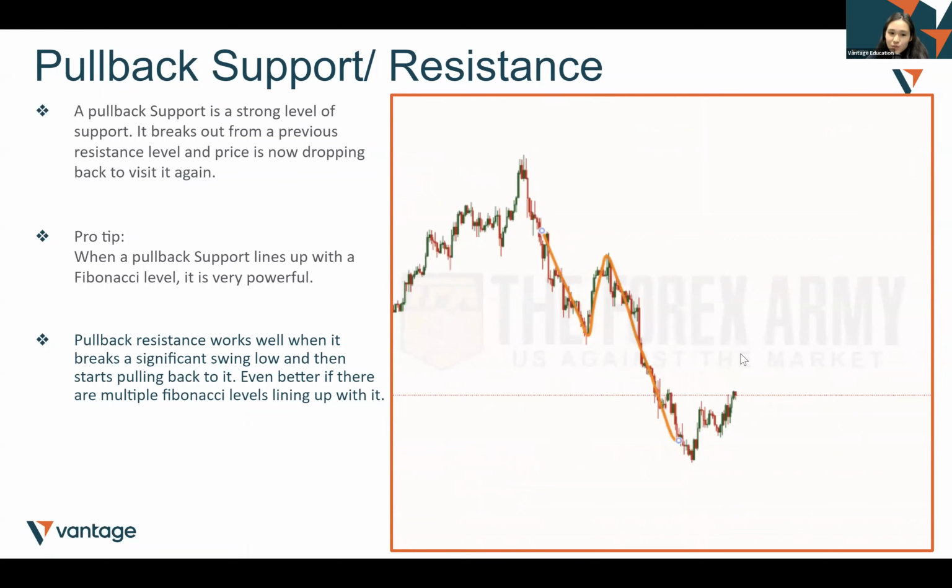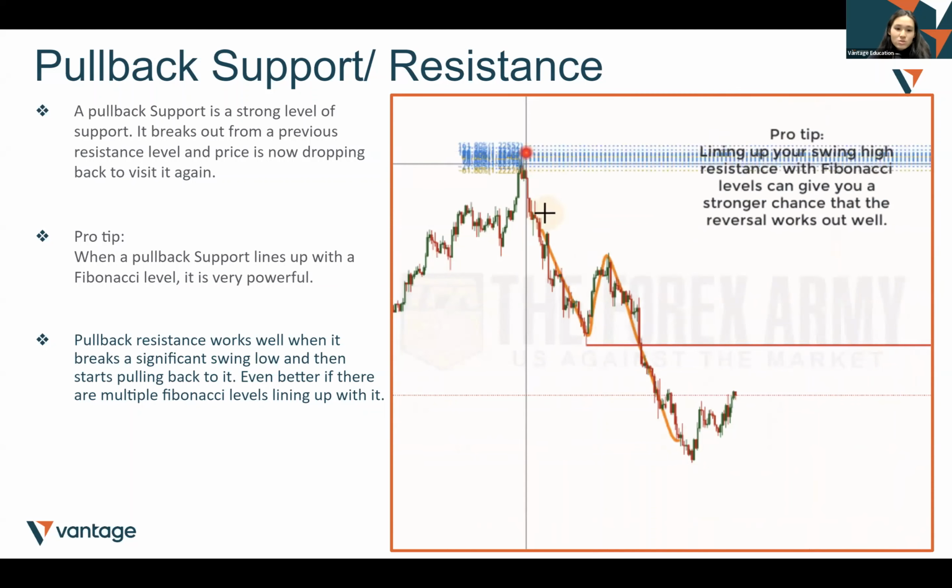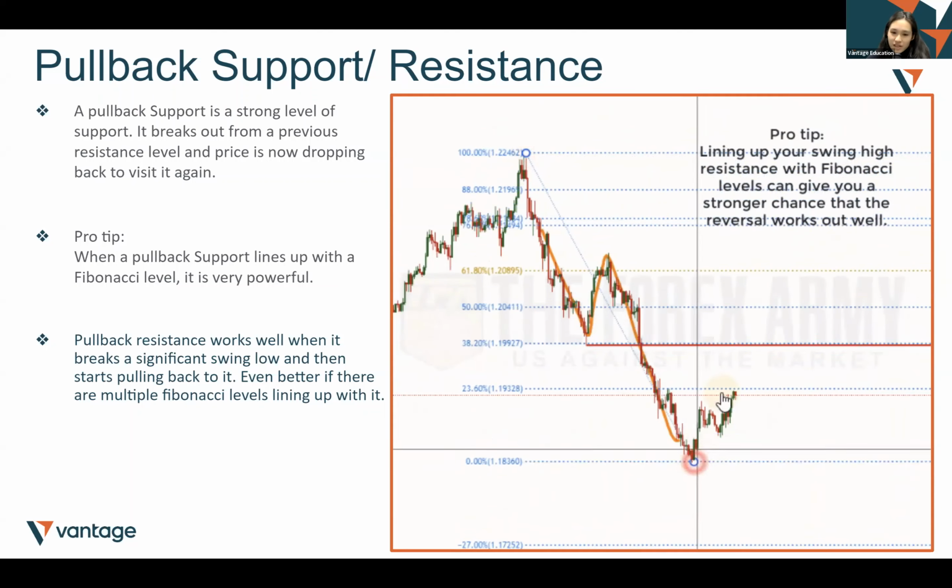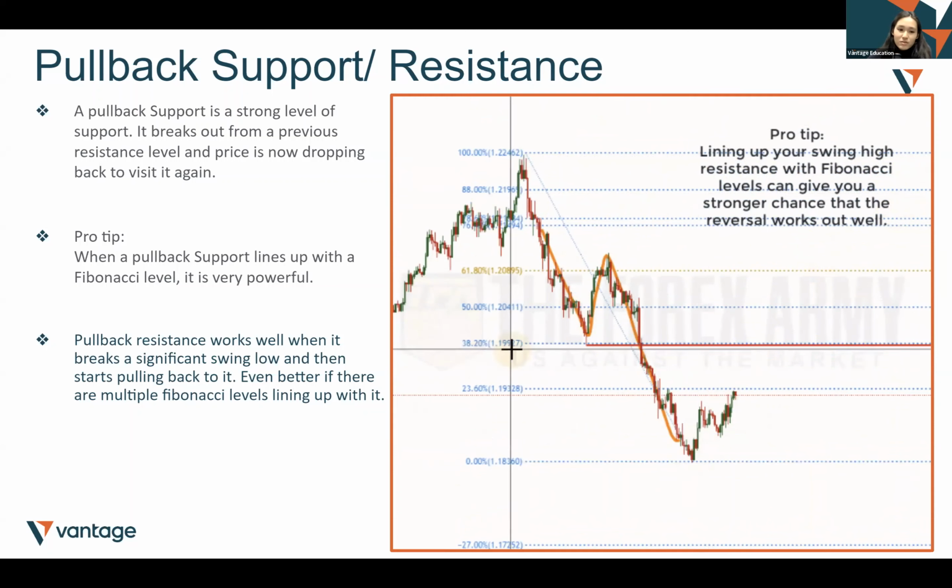So pullback resistance works well when it breaks a significant swing low, as you can see from the example, and then starts pulling back to it. So, as you can see, it's even better when there are multiple Fibonacci levels that line up with it.